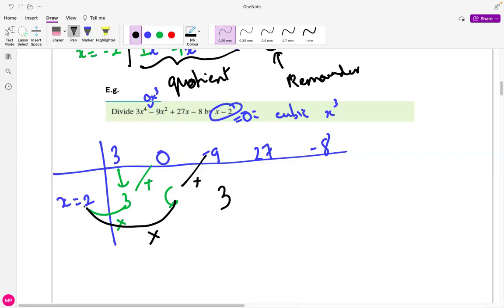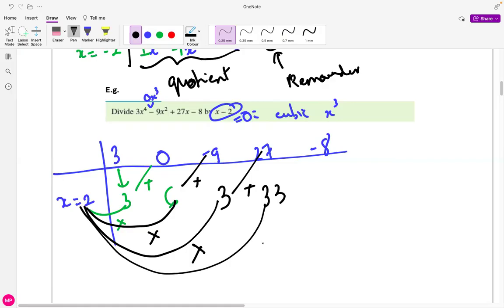Then do the same thing. 2 times 3 is 6. 6 plus 27 is 33. Okay. Then doing the same thing again. 2 times 33 is 66. 66 minus 8 is 58. So 58 is the remainder.